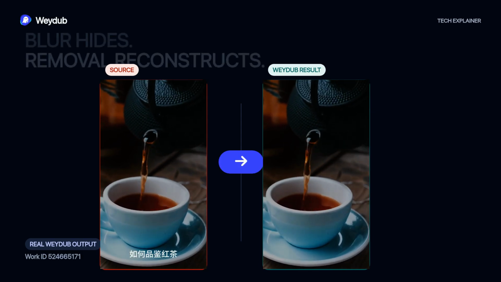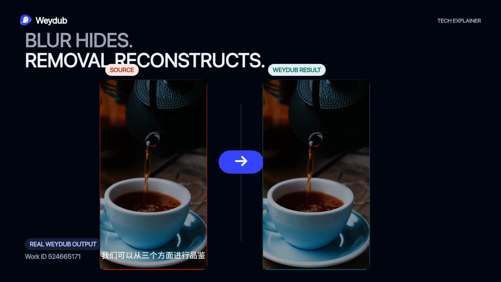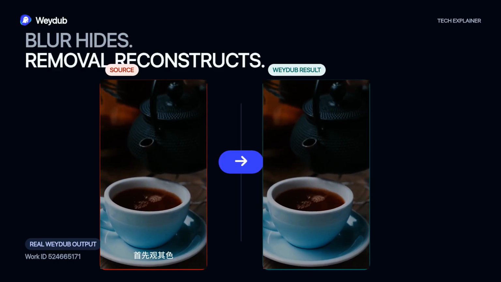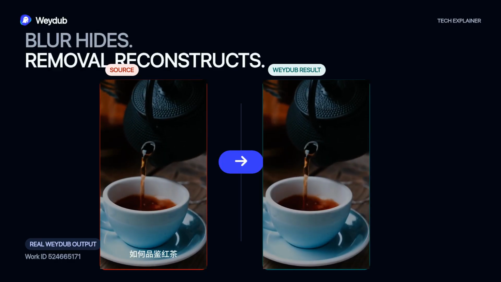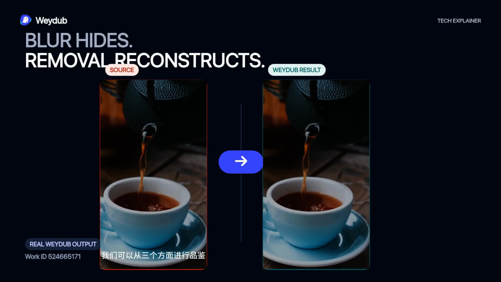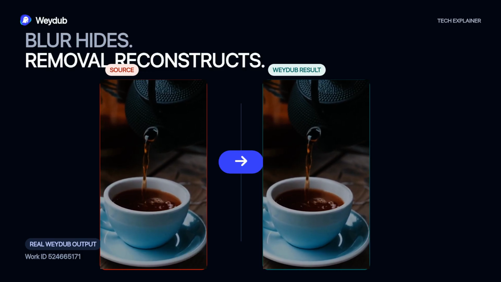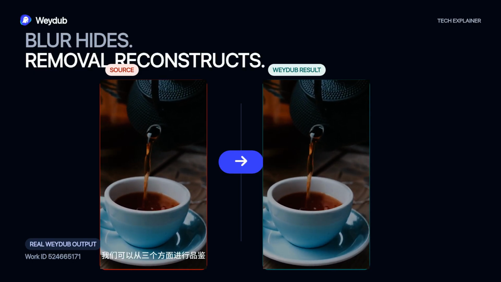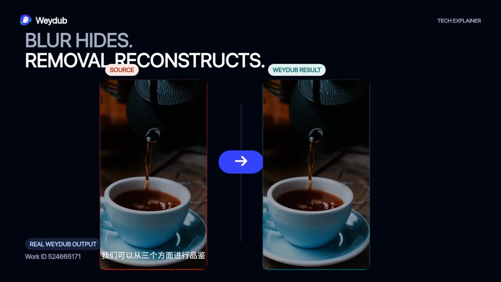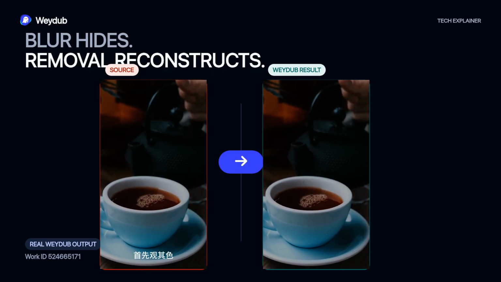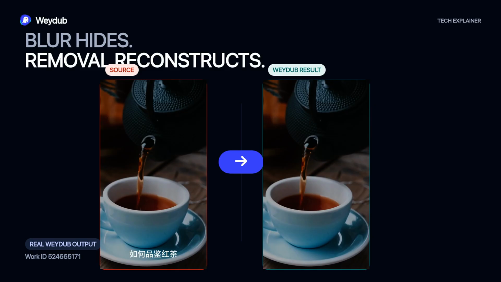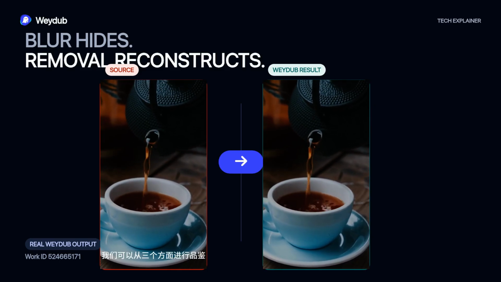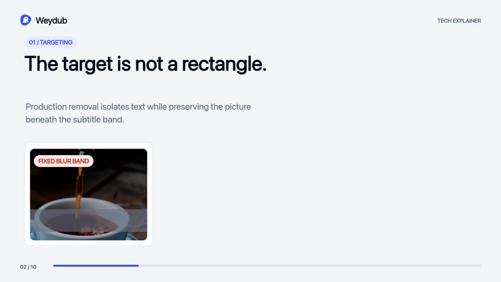Blur is easy. Production's subtitle removal is not. A blur hides text by sacrificing picture detail. Removal has to decide exactly what is text, what must remain, and what should replace the hidden pixels. This before and after comes from a real Weydub smart removal task on the same 7-second source clip. The text is gone, but the moving tea, cup, reflections, and camera detail still have to feel continuous. That is why subtitle removal is a video understanding problem, not a rectangle covering trick.